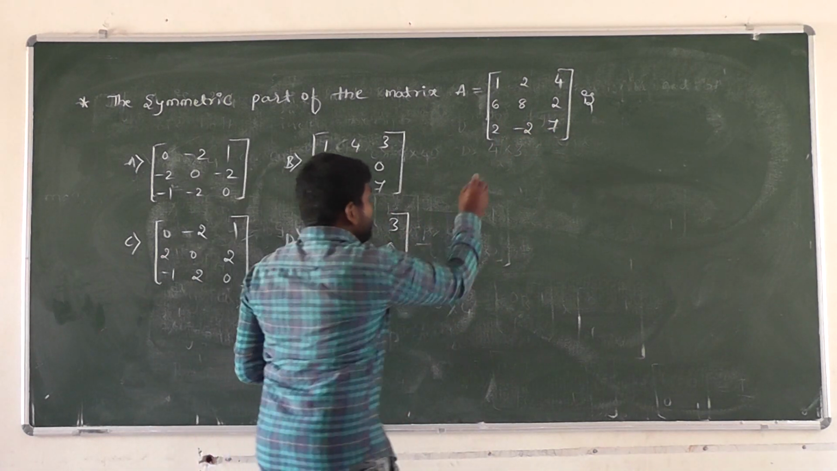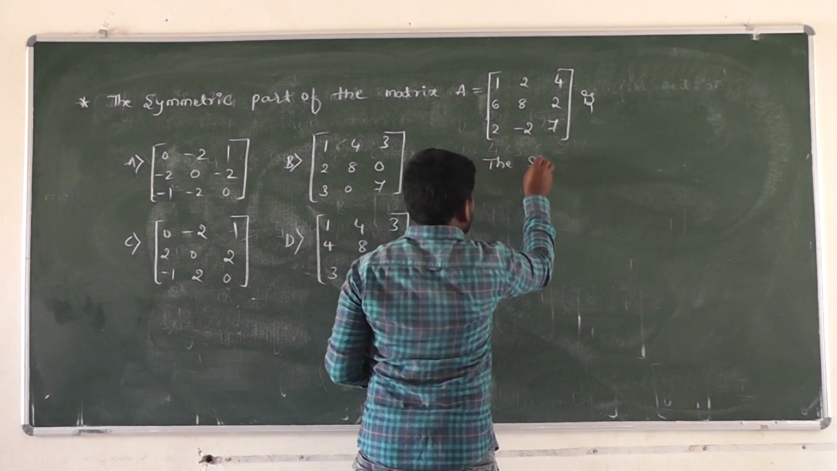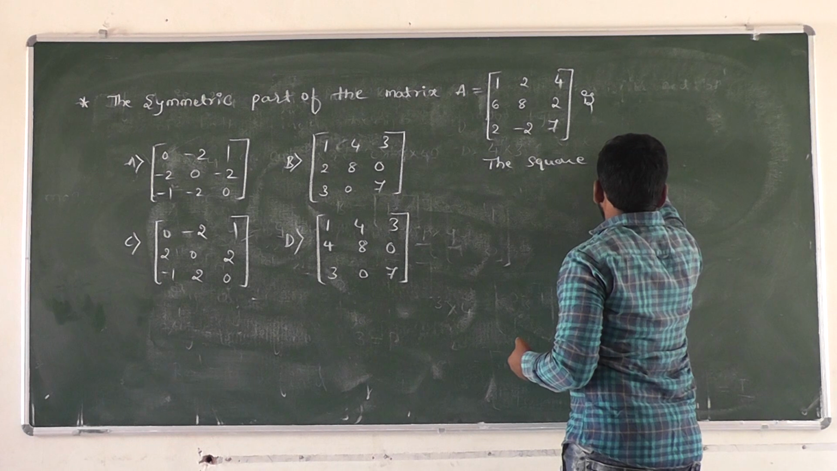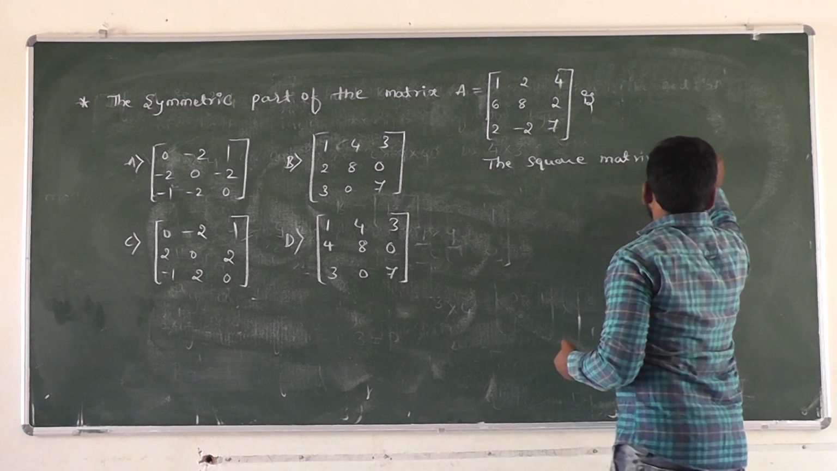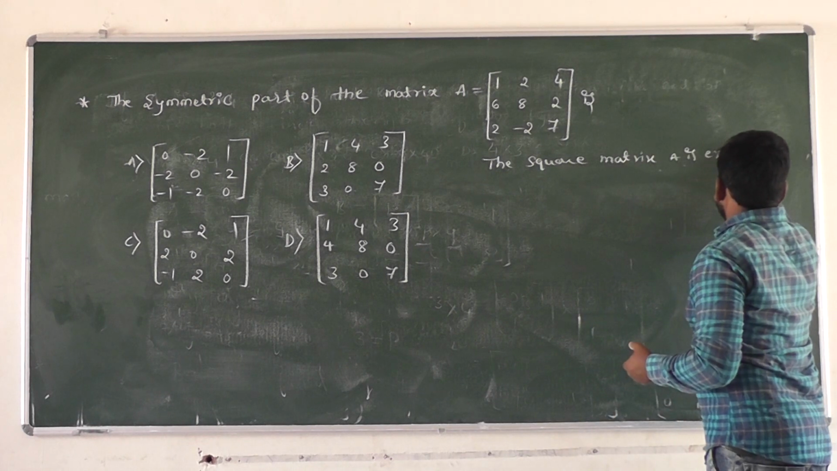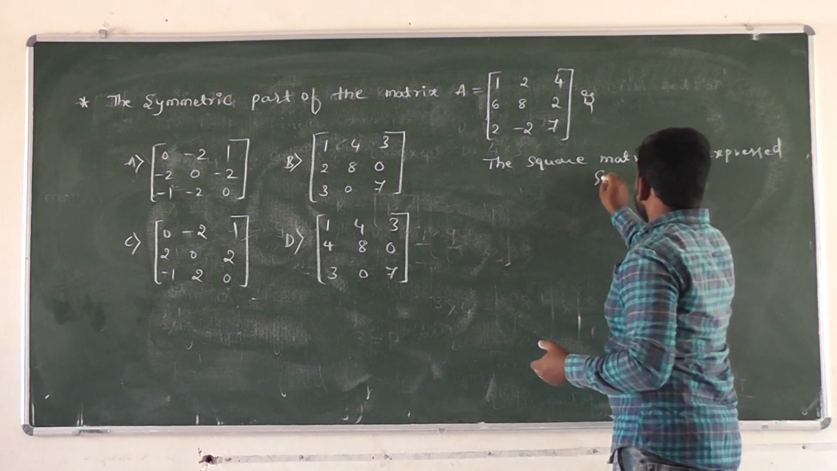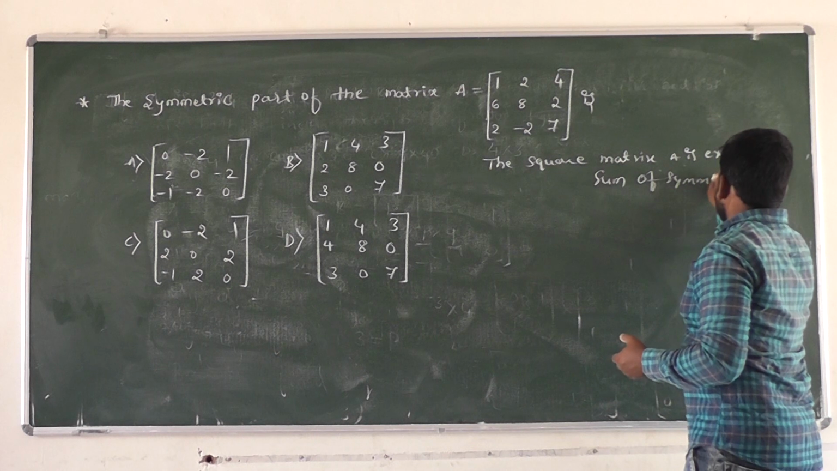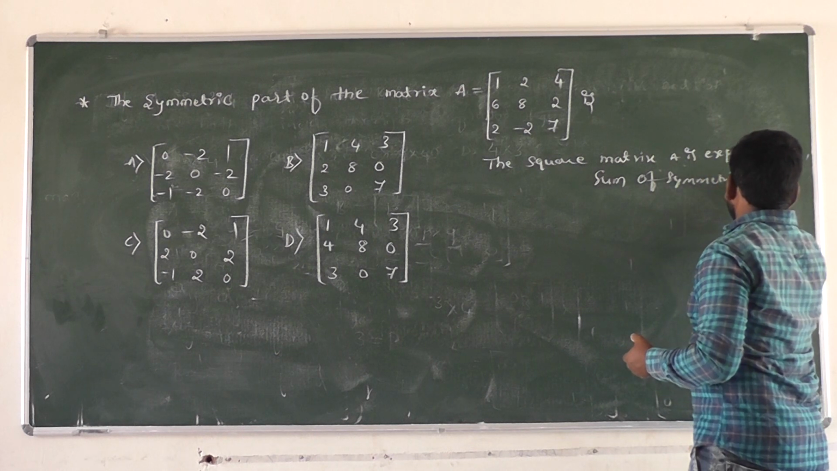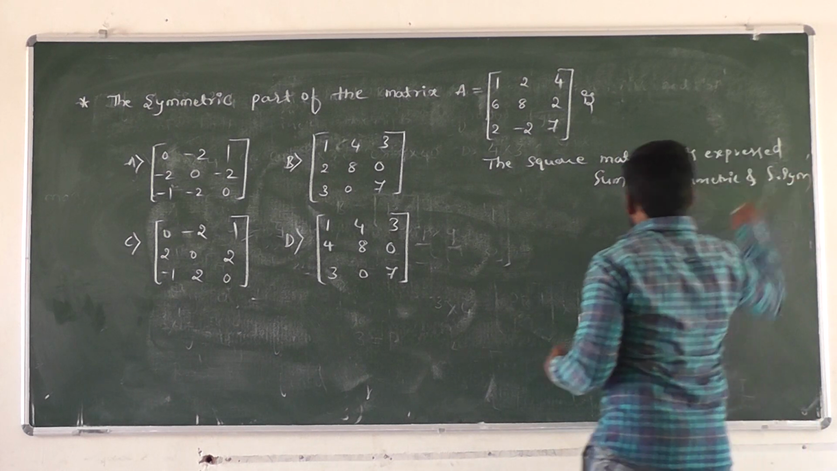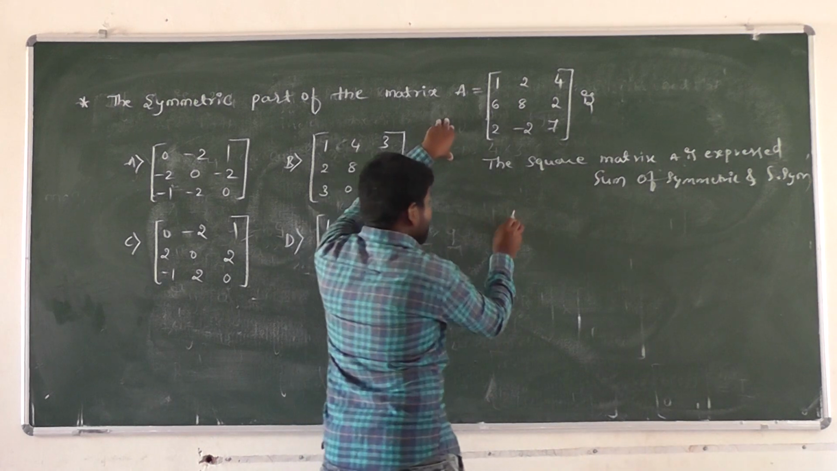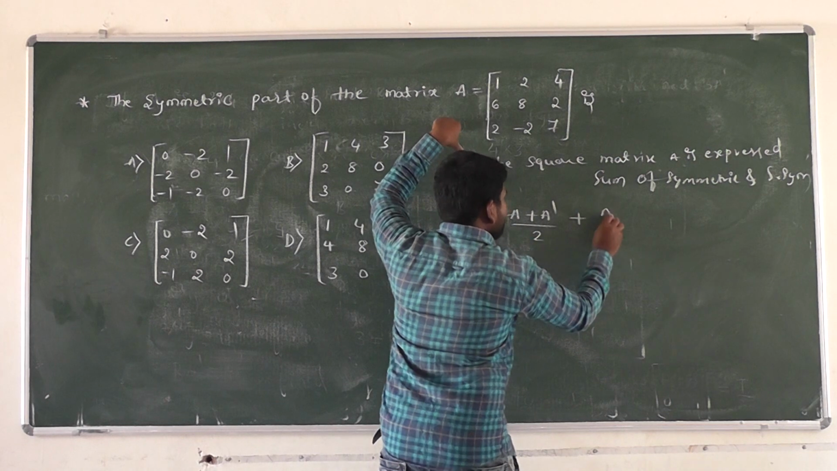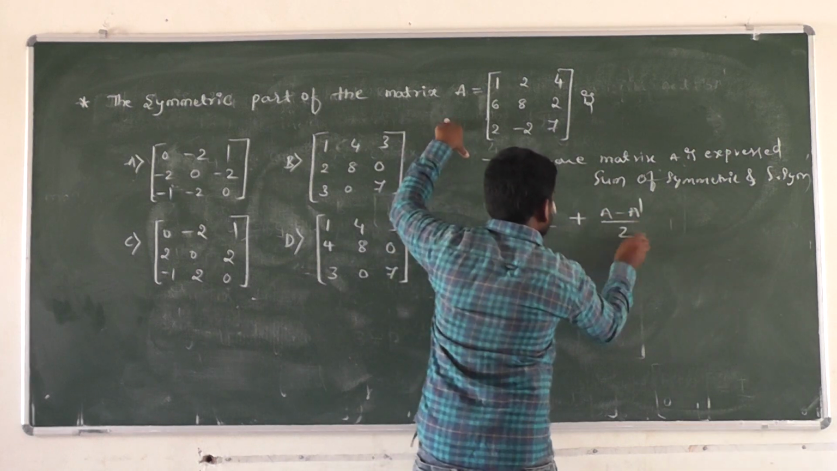What is the formula here? The square matrix A is expressed as the sum of symmetric and skew symmetric parts. The formula is A plus A transpose divided by 2 plus A minus A transpose divided by 2.